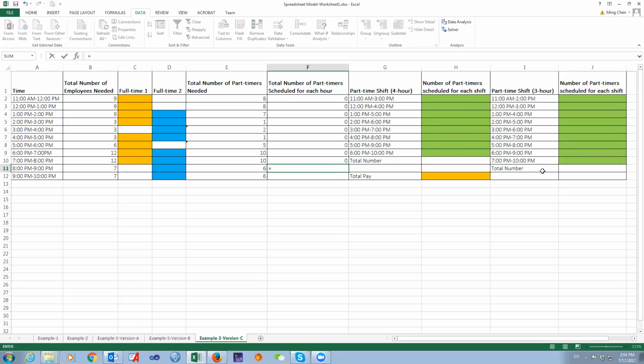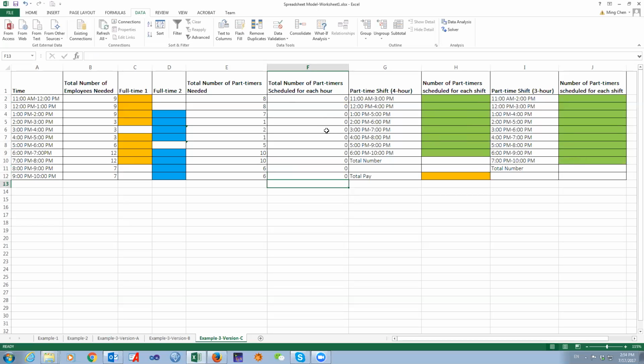So what about 8 to 9? Which ones cover 8 to 9? So 5 to 9, 6 to 10 cover 8 to 9. Plus 6 to 9, 7 to 10. The last one, 9 to 10: 6 to 10, plus 7 to 10. 2 shifts.